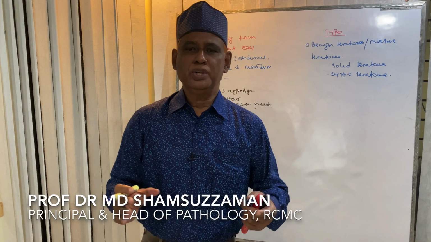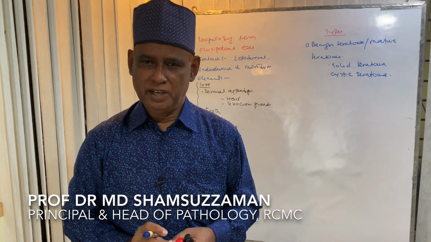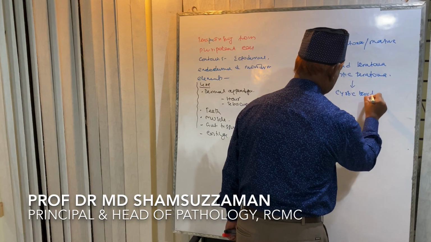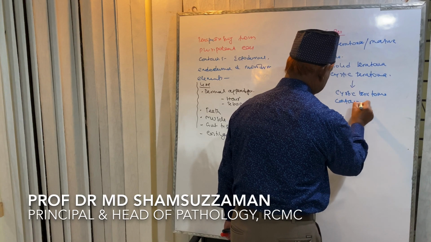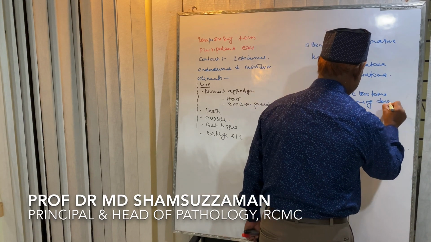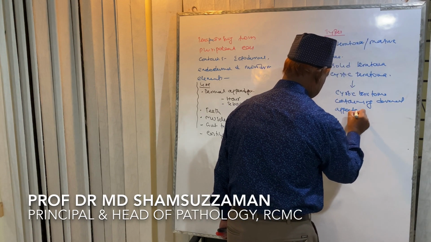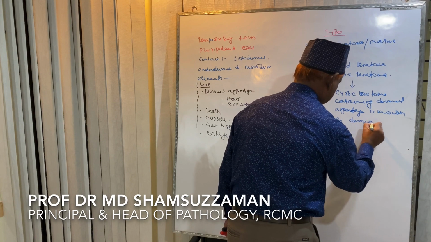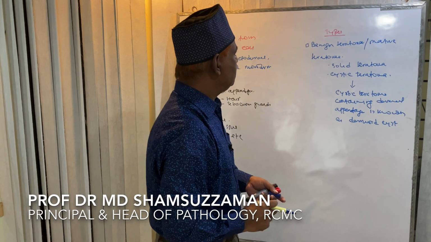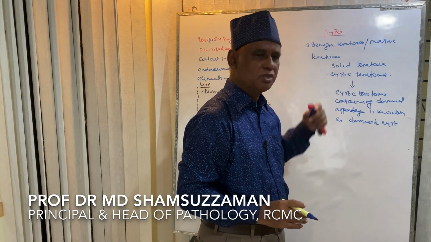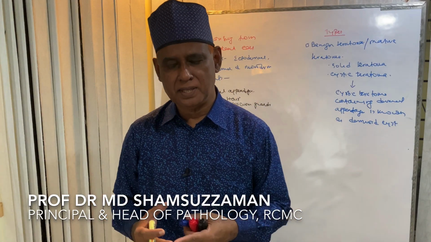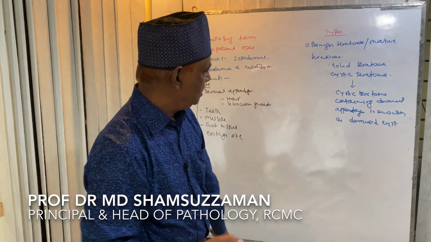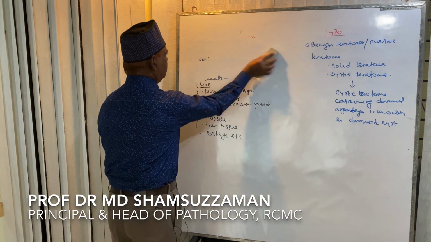And the cystic teratoma containing dermal appendages is known as dermoid cyst. Cystic teratoma containing dermal appendages is known as dermoid cyst. Again, benign teratoma or mesioteratoma may be solid teratoma or cystic teratoma. If the cystic teratoma contains dermal appendages like the hair follicles, sebaceous glands, etc., then the cystic teratoma is known as dermoid cyst. And what are the different sites of dermoid cyst?